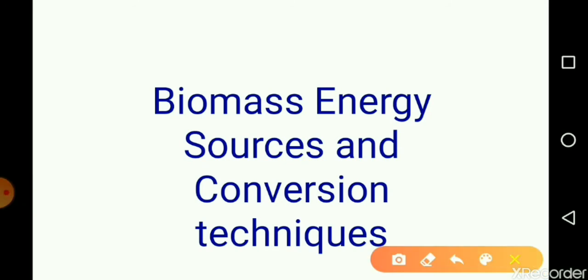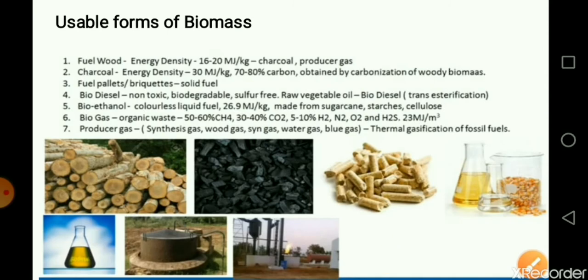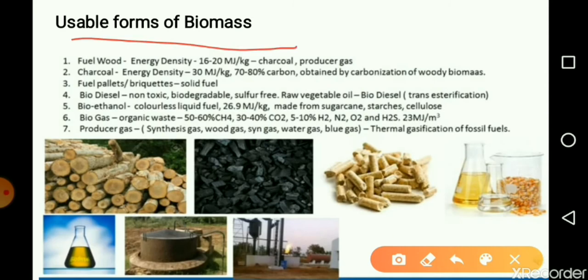In this lecture, we'll discuss what the usable forms of biomass are. It means in which forms we can effectively use the biomass, and what the resources of the biomass are. It means from where do we get the biomass. So first we'll see about the usable forms of the biomass.